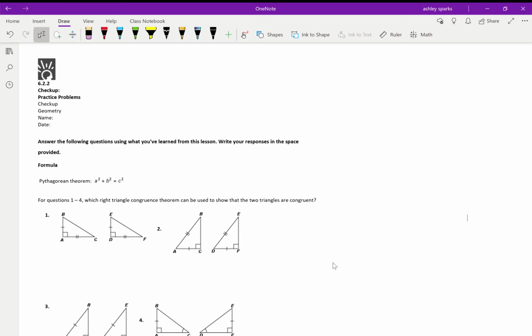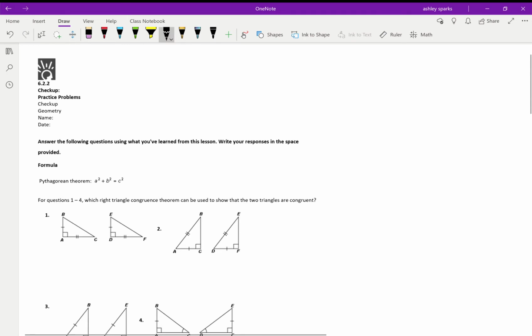I am going to try to walk you through a few of these checkup questions that are on Apex, because I know there's been a few questions. Okay? So in this section, there's basically 3 different problem types. This first one's for questions.